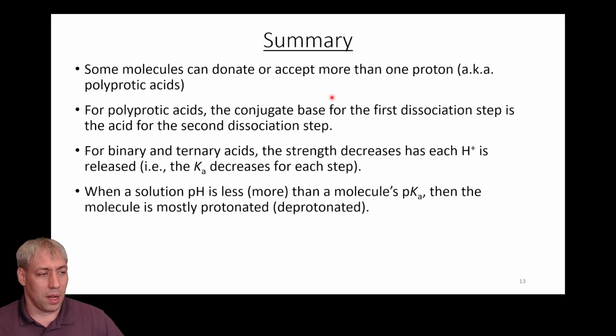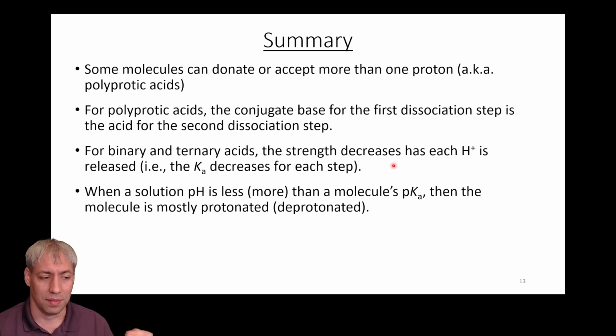All right, so to close out polyprotic acids, some molecules can donate and accept more than one proton. They're known as polyprotic acids. Basically, you have an acid, it gives up a proton, you make a conjugate base. That conjugate base can give up another proton, which means it's an acid for the next step and dissociates to give you H plus and the conjugate base. We talked about the strength of each step. For these binary and ternary acids that we talked about in the previous PowerPoint, the acid strength decreases as it gives up each proton, and the pH of the solution is predominantly driven by that first proton.